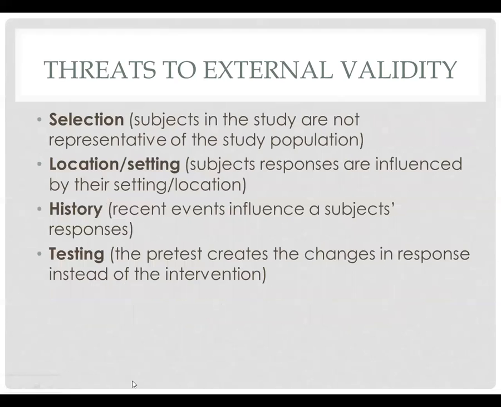Threats to external validity has to do with the generalizability piece. And so again, how your subjects were selected, the location or setting. If the reason that their responses were the way they were was simply because of the setting that they're in, and if you change your setting, you'll get different responses, that's a threat to generalizability. Recent events, history is also an external validity challenge. And then again, similarly with testing.